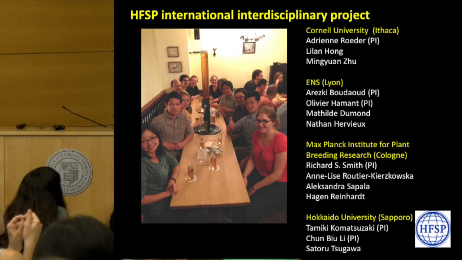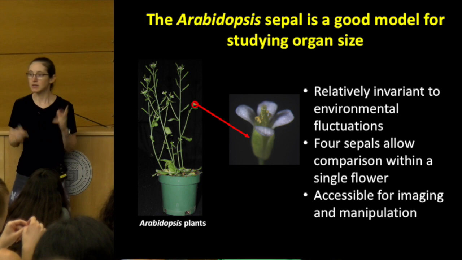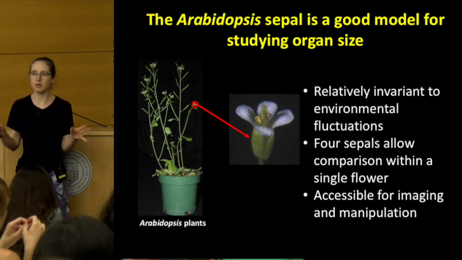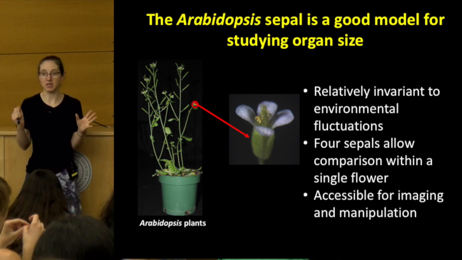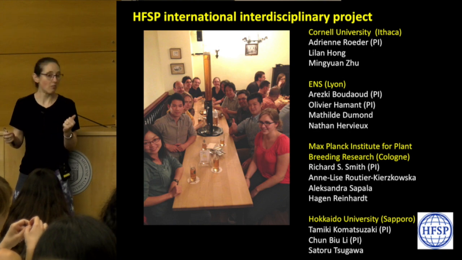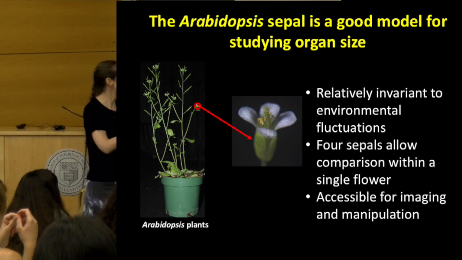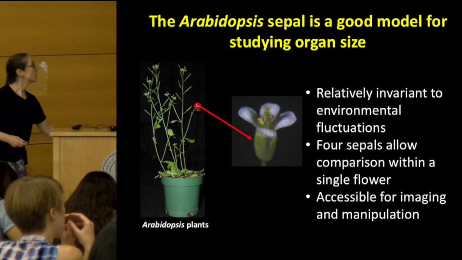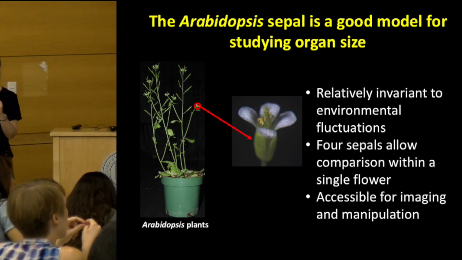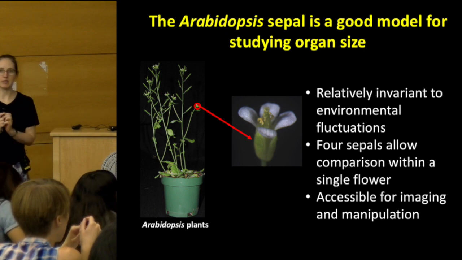So why did we choose the sepal for looking at this? Well, we chose the sepal first because it's relatively invariant to the environment. Leaves are awesome, but they completely respond to the environment. They are responding to light, to temperature, to everything. That's why plants are super amazing, because they have to grow to respond to the environment. But if we want to figure out control of size, we don't want all that added complication on top of it. So we wanted something simple, and sepals are simple because they don't respond much to the environment. Next, we chose the sepal because there's 4 in the same flower, so that allows us to compare size within a single flower. And third, sepals are really accessible. They're much easier to get in there and see than leaves are.